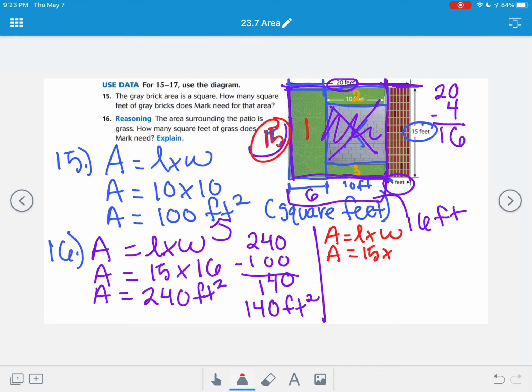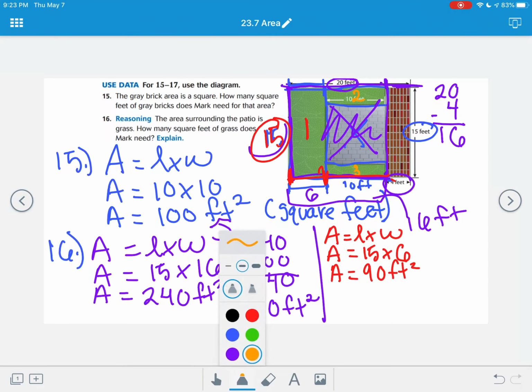And I know from solving this before, doing 20 take away 4 is 16, knowing that this whole part here is 16 feet, but I just need this part, which is 6, because 16 take away 10 is equal to 6. So I know that the width of that rectangle is 6 feet. So my area here is 15 times 6, which equals 90 feet squared.